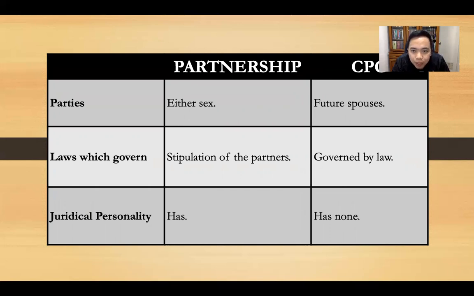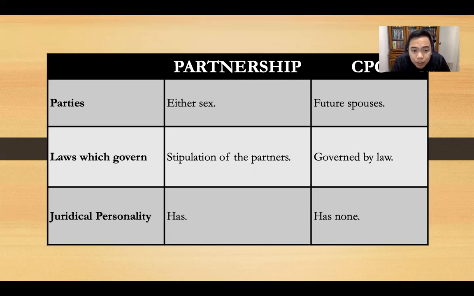Class, yung conjugal partnership of gains is a property regime which governs certain spouses. Depende sa choice nila or depende sa year of the celebration of the marriage. The parties in a partnership can either be male or female, but the parties in a conjugal partnership of gains must be male and female or future spouses. Okay.